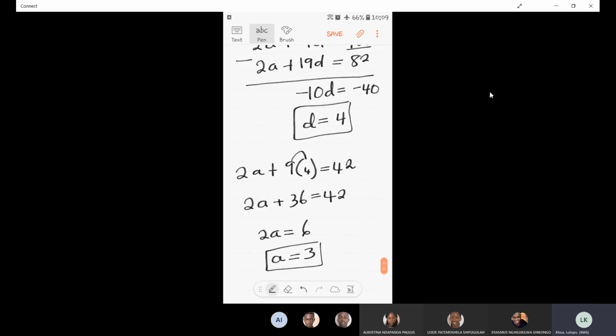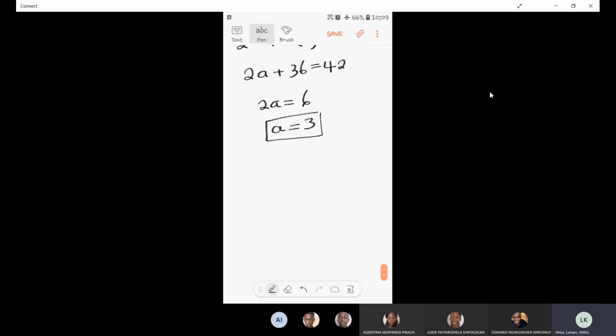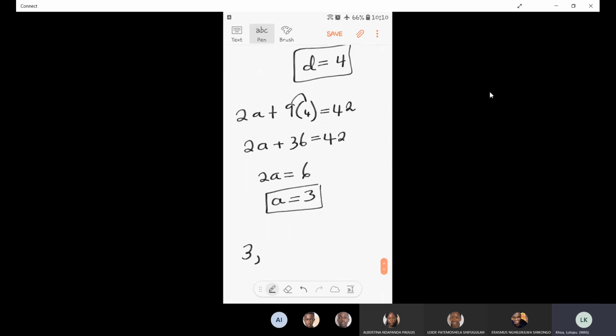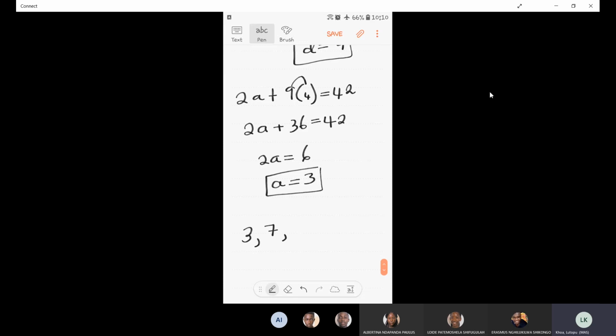So now that I know what my a and my d are, I can work out the sequence. So the first term is 3. Then to get the next one, I say a plus d. My d is 4, so I say 3 plus 4. This is 7. And then 7 plus 4, this is 11. And then 11 plus 4, this is 15. Okay, 4 terms is enough to show what the sequence is, because the difference between any two consecutive terms is constant.